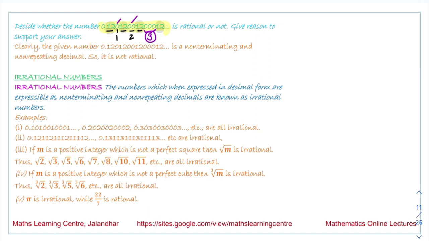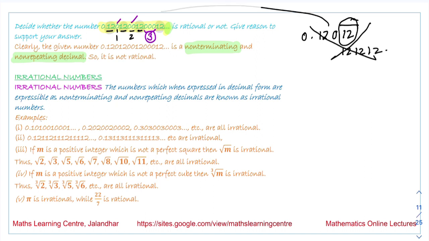So what kind of decimal representation is this? We are saying it is non-terminating. First, it is not terminating, and it is a non-repeating decimal representation. The digits are not repeating after certain steps. We cannot put a bar. Suppose I am writing 0.12012 bar. What will this 12 bar mean? It means 121212.